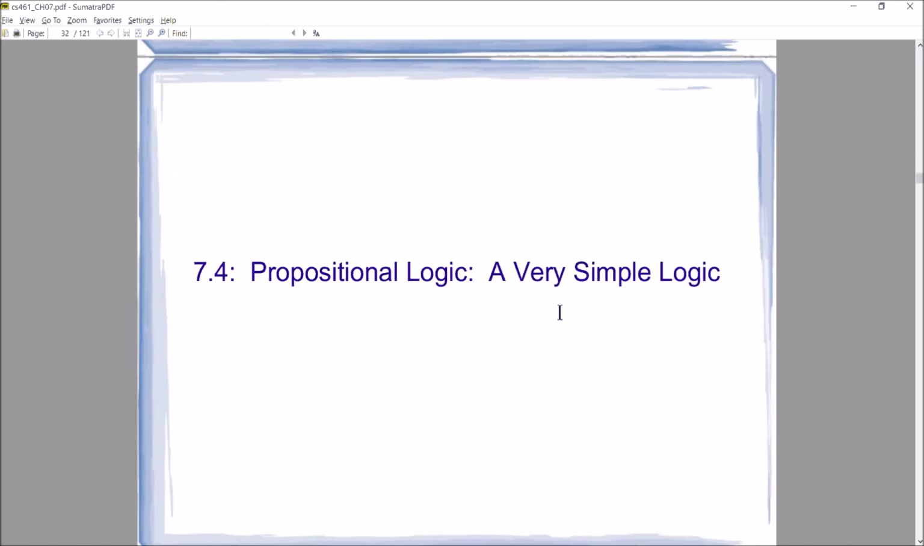Next up, we're going to talk about propositional logic, a very simple logic. We're going to introduce some rules, some symbols, and some operators, and we're going to see how they work. And we're going to use these tools to implement the ideas that we got an overview of in sections 7.1 through 7.3.